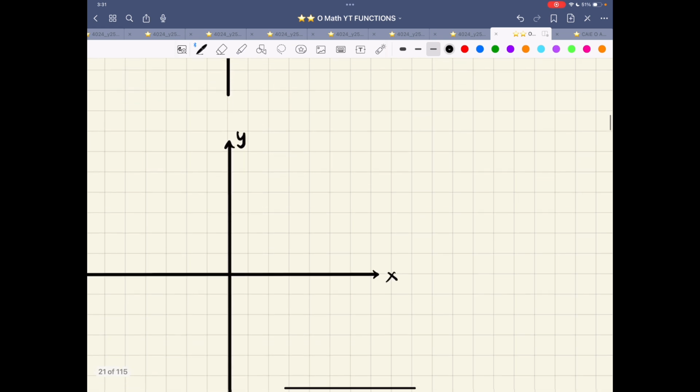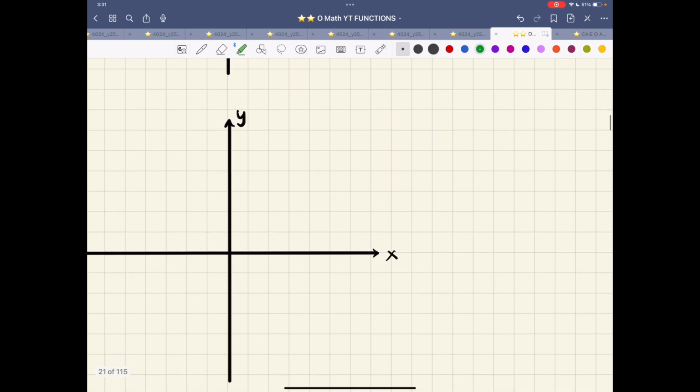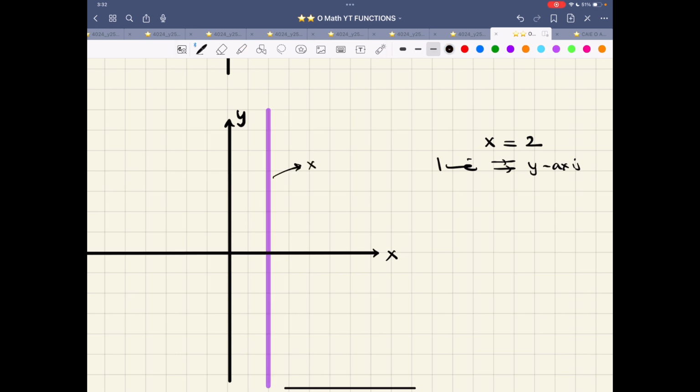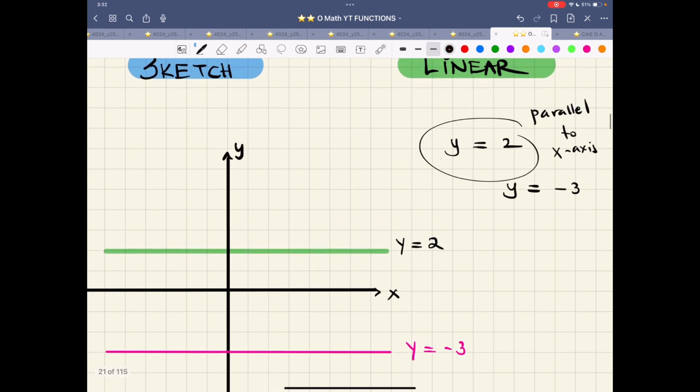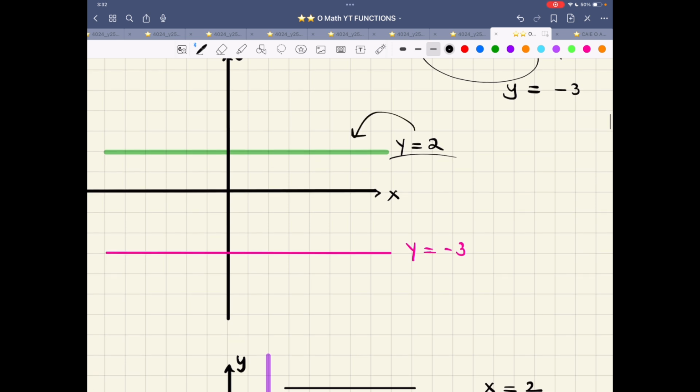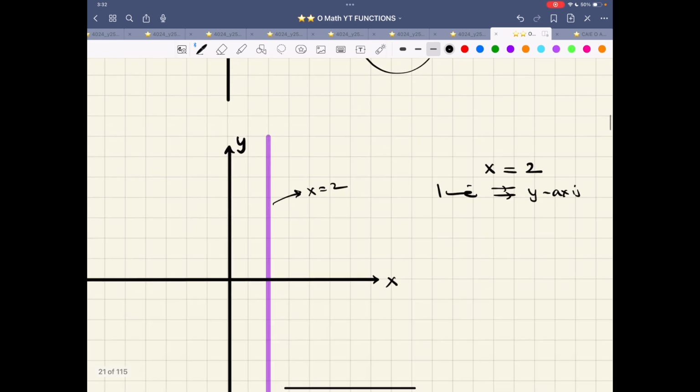And over here, let me draw the line. Let's say x is equal to 2. So this is a line parallel to the y-axis. And all along the line, the x coordinate does not change. So this is x is equal to 2. Let me also label it. Y is equal to 2 is labeled. Y is equal to negative 3 labeled. X is equal to 2.